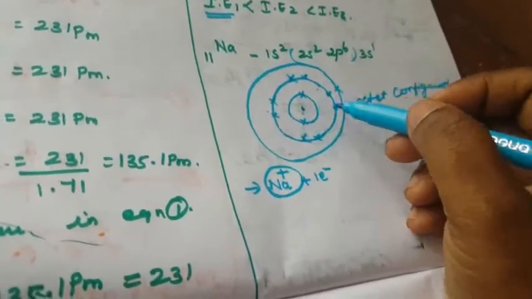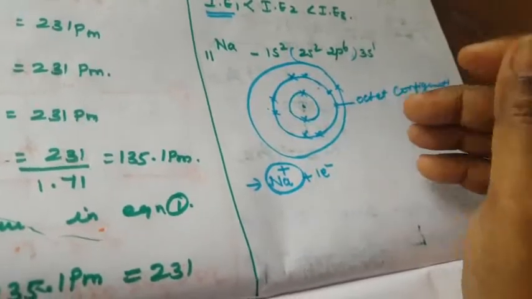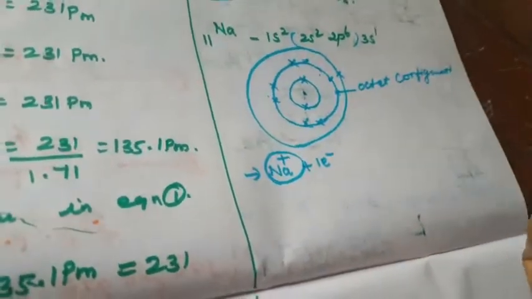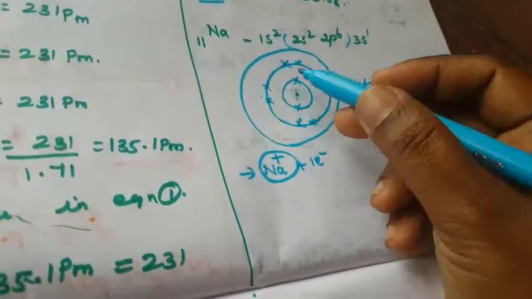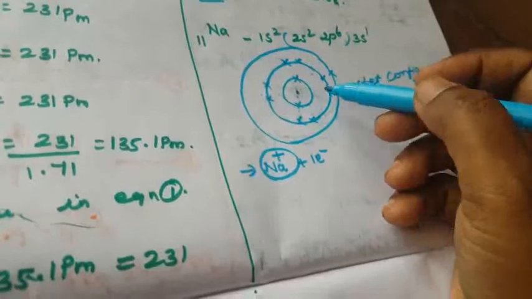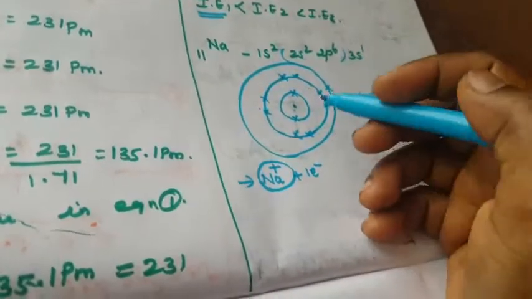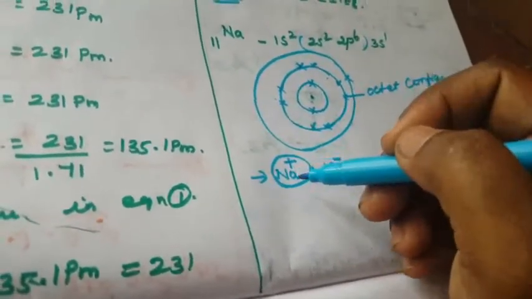So what is ionization energy? If we remove an electron from the outermost shell, we need some amount of energy. But here, the amount of energy will increase. We need more ionization energy to remove an electron from the octet configuration or the positive ion.